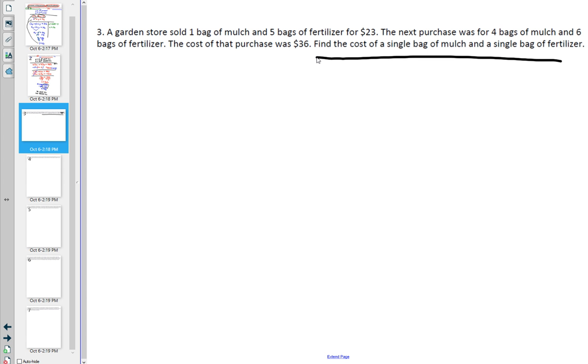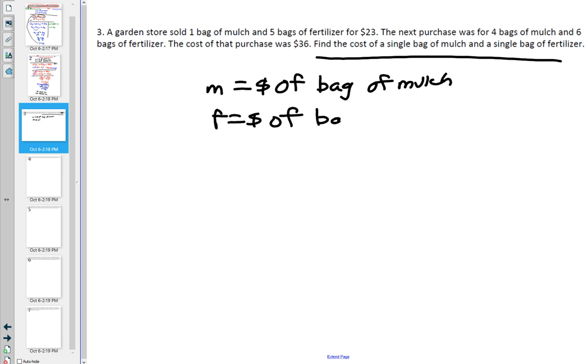But let's define a variable. M is going to be the cost of a bag of mulch, and then F is going to be the cost of a bag of fertilizer.